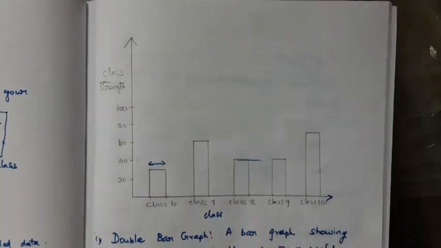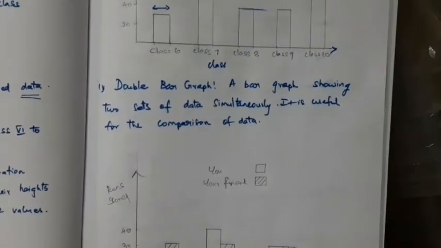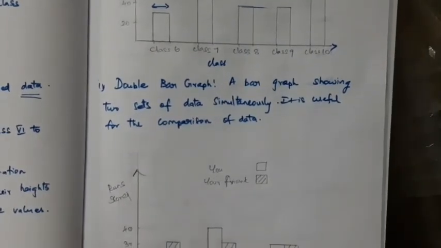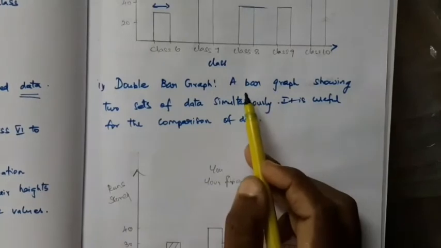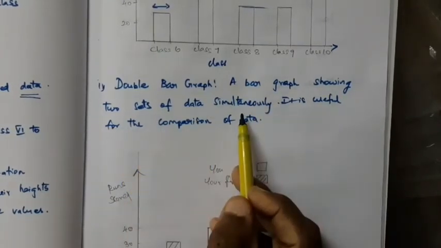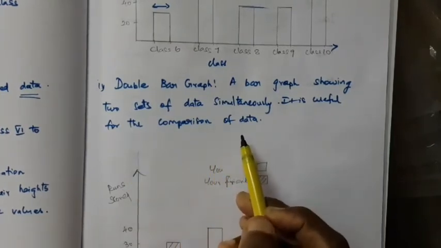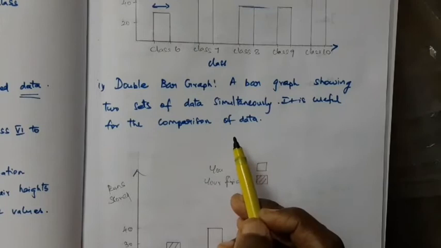There is another way of representing data, the double bar graph. You can read the definition here. A bar graph showing two sets of data simultaneously is useful for comparison of data. Suppose you want to compare two sets of data.